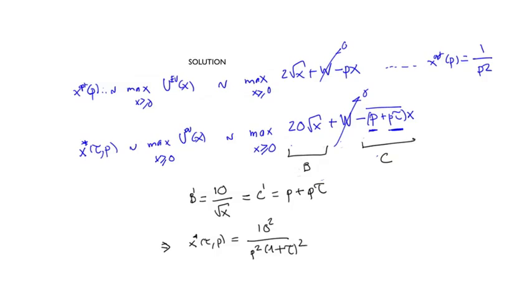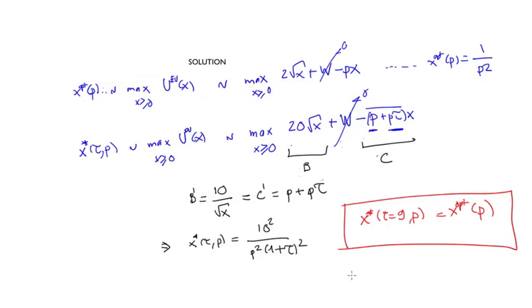Aha! But now we have our eureka moment. Notice what happens when tau becomes 9. When tau becomes 9, this term becomes 10, and these two things cancel, so the demand becomes 1 over p squared, which is exactly the optimal. So we have that x star of tau 9 comma p is equal to x optimal. So we have our solution. Tau has to be 9.